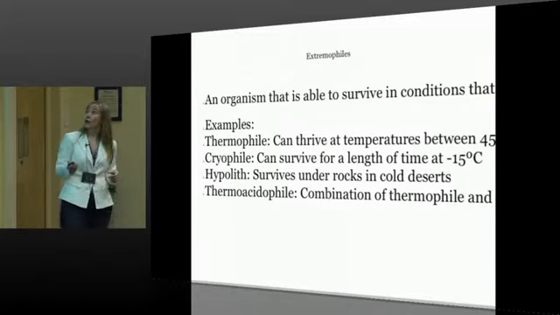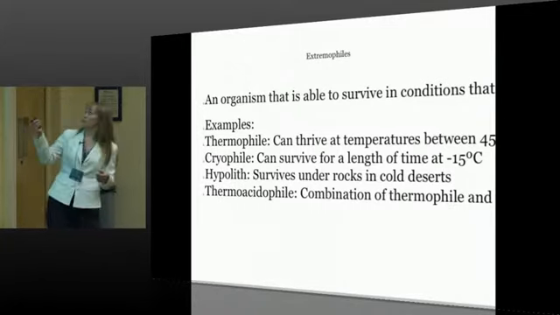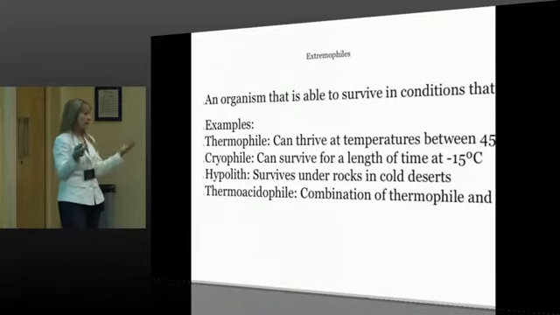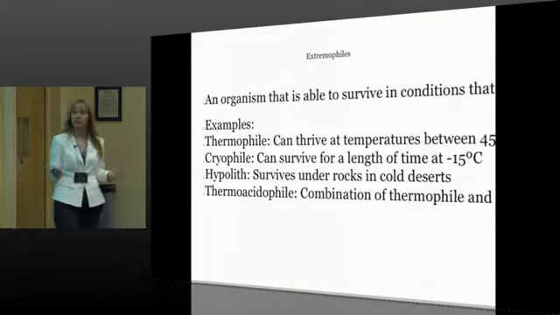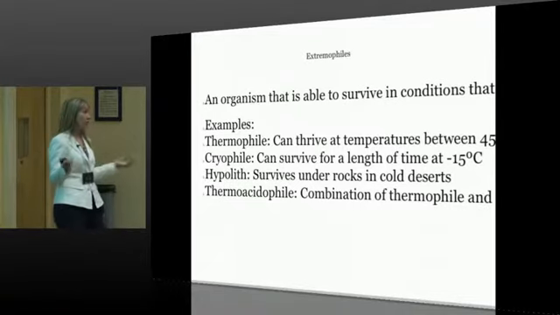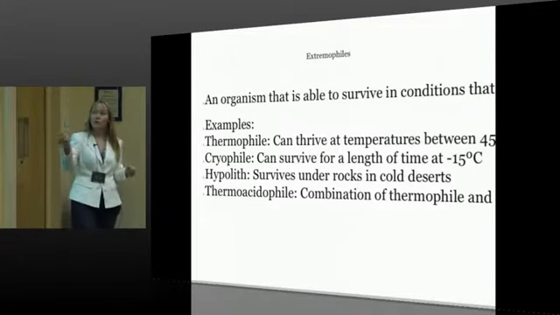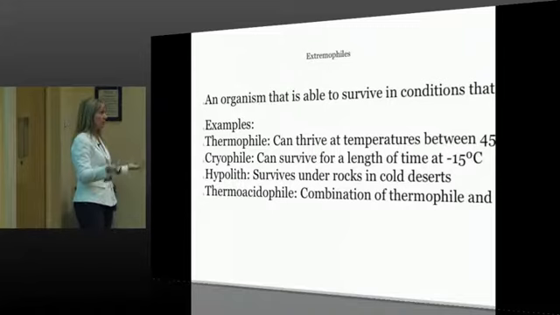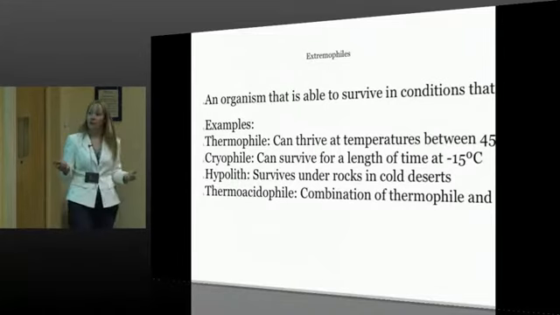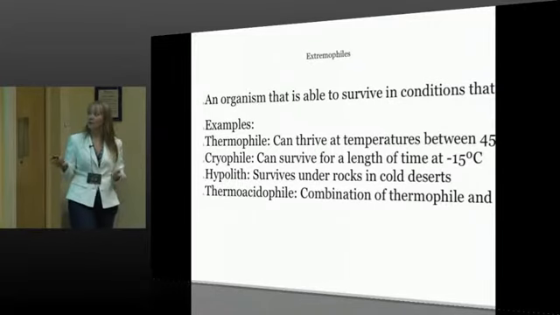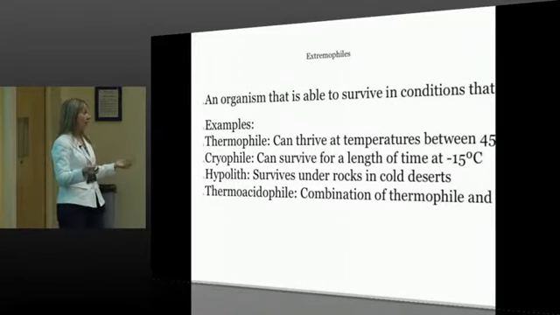So you can have thermophiles, and these guys live at high temperatures, and it says 45, and it says 122 over here. So high temperature guys. Cryophiles are anything that can survive at -15 for a given length of time. Hypoliths are anything that can live in rocks in cold deserts, so very extreme conditions there. And then you can also combine any of these things to make other ophiles. So a thermoacidophile is an example of when we combine things, and these guys can survive thermophilic and high acid conditions.